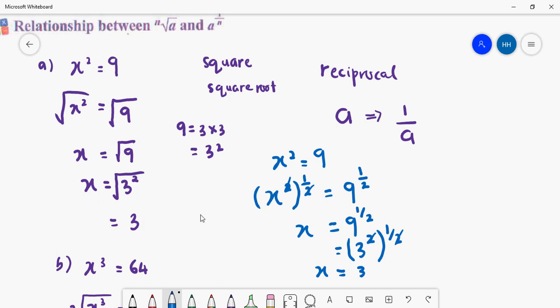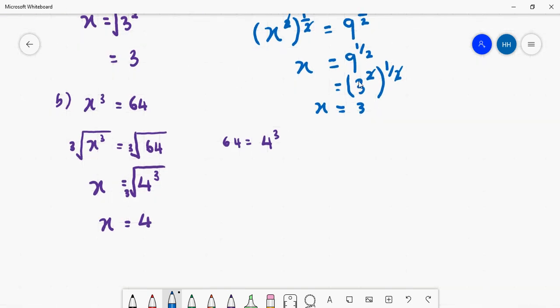And for example B, I also can use this method. x cube equals 64, and 64 can be written as 4 cube. So x power 3 to the power of 1 over 3. For this case I use 1 over 3 because the reciprocal of 3 is 1 over 3. So here also must have power 1 over 3. So we cut this, so it becomes x equals 4.